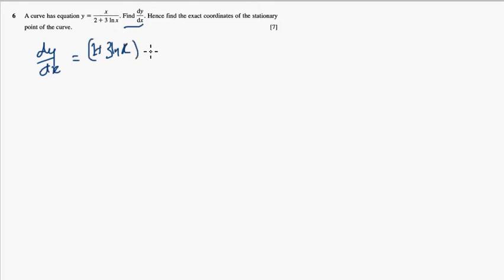If u is x, du by dx is 1, minus u dv by dx. U is the numerator. dv by dx, 2 plus 3 ln x. When you differentiate 2, you get nothing. 3 ln x differentiates to 3 times 1 over x, or 3 over x. All over v squared.